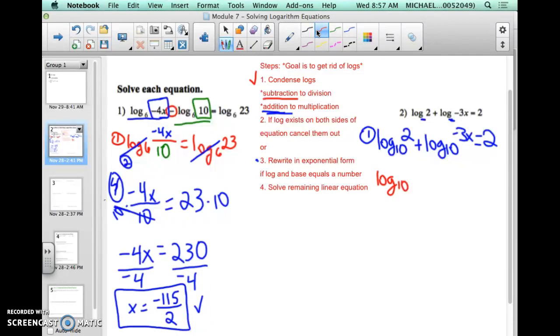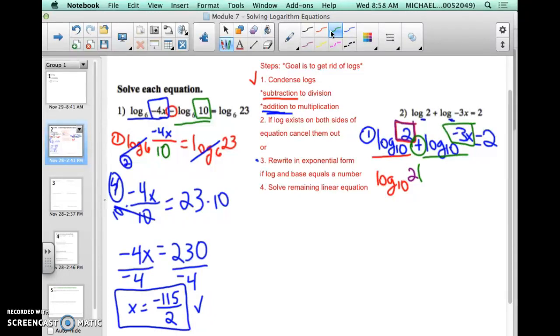The first piece, this log base 10 of 2, is my first piece, correct? So the log base 10 is holding that 2. I'll do it in purple. I'm going to write 2 there. And then the second piece is log base 10 holding that -3x. That's the second piece that needs to be multiplied with the first piece because it's addition. All right?